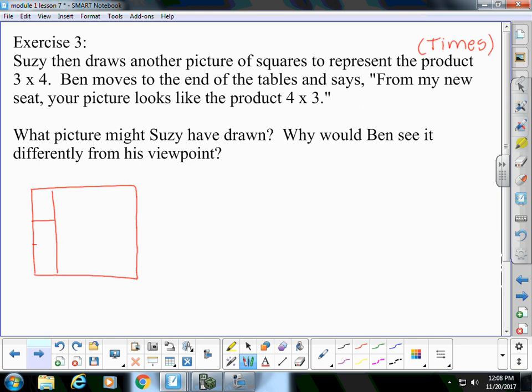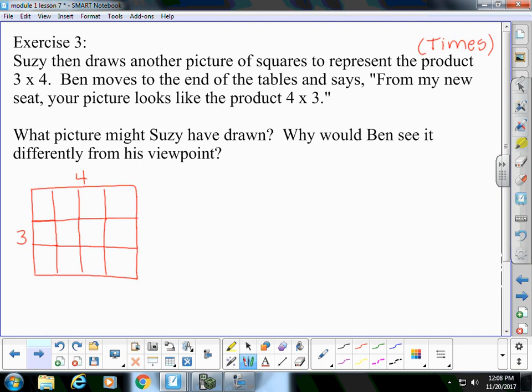So 1, 2, 3. And then the other side would have 4. So 1, 2, 3, 4. And then to find, so we'd have 12 altogether because 3 times 4 is 12. Just continue this. And so this is the way that Susie would see it.